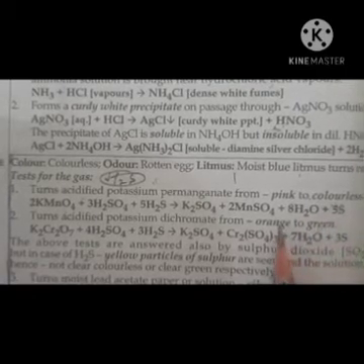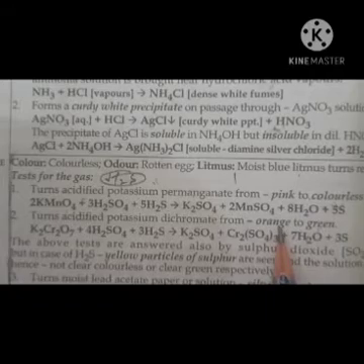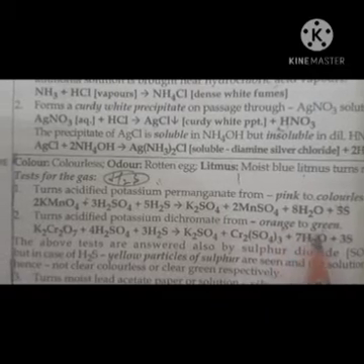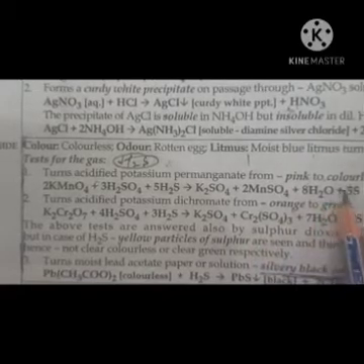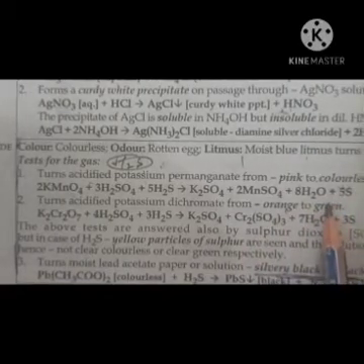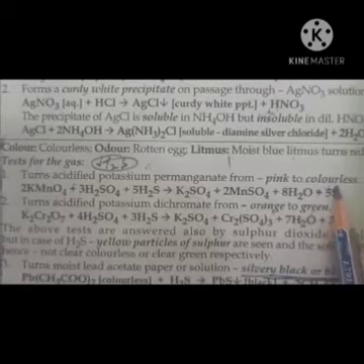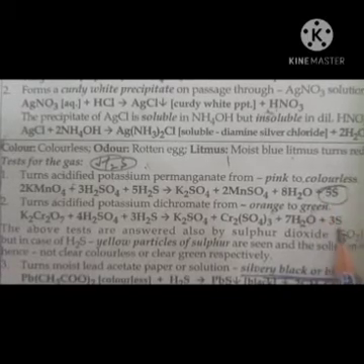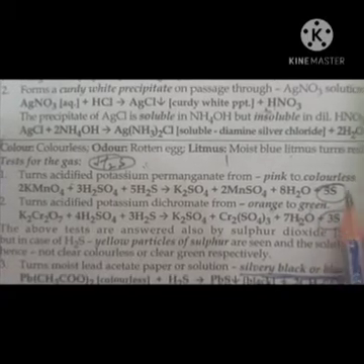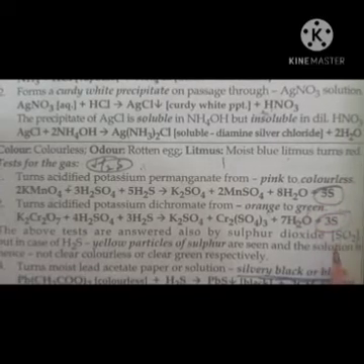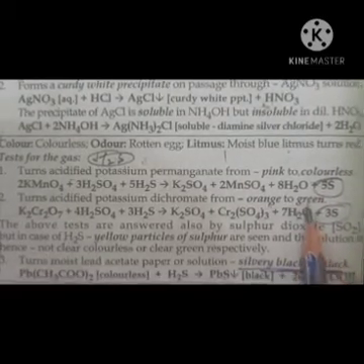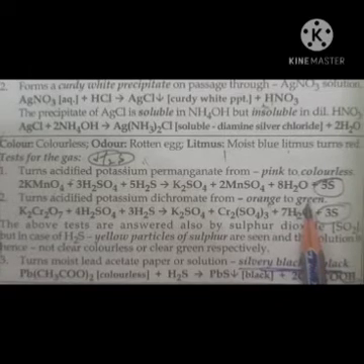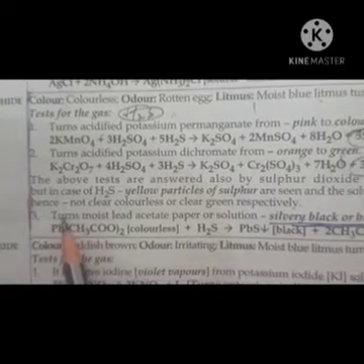And here potassium dichromate turns from orange to green. Why? Because it actually contains yellow particles of sulfur also. Because of the presence of this yellow sulfur particle, it is not clear colorless, and here also it is not clear green. Understood? Okay, now next, one more test is there for hydrogen sulfide.